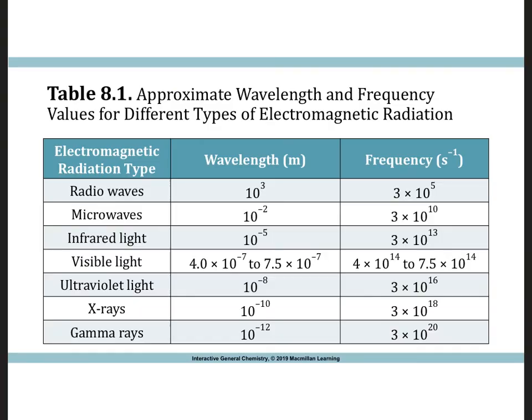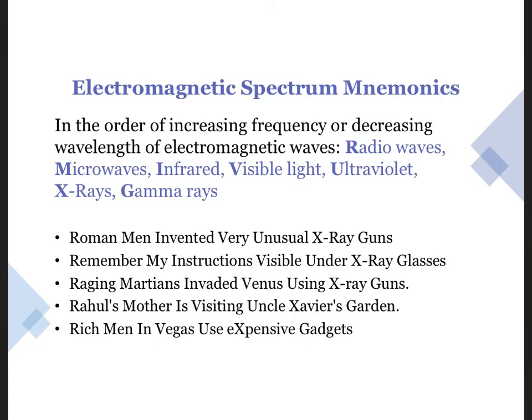To give you a feel for the range of wavelengths and frequencies we're talking about, I've copied this table from the text. Please, do not memorize this information. Rather, I want you to focus on remembering the order of increasing frequency or decreasing wavelength: radio, micro, IR, visible, UV, X-rays, gamma rays. To help, I've listed some of the more popular mnemonics here.